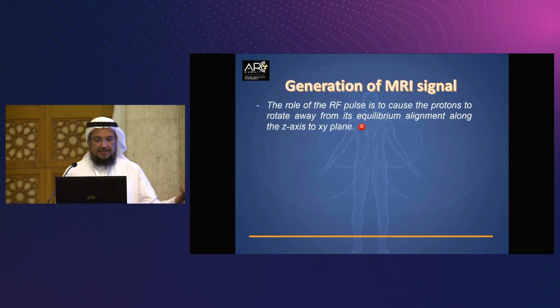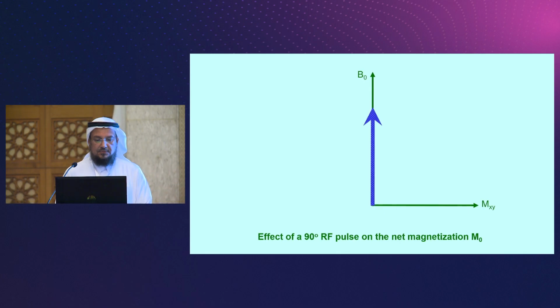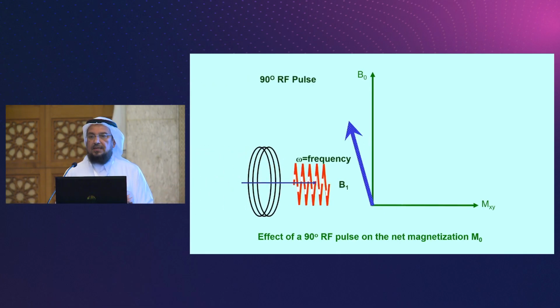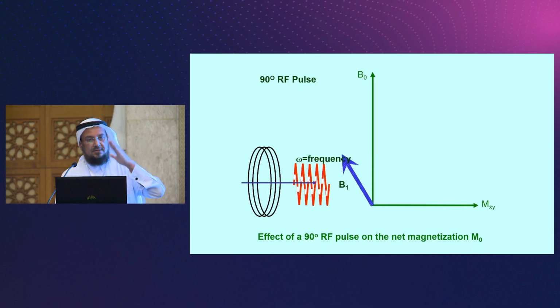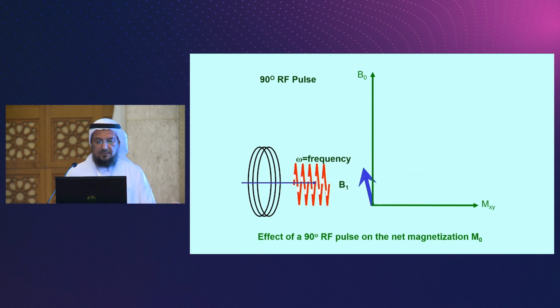So the role of that external RF energy is to take the protons away from the main magnetic field. For example, we call this a 90-degree RF pulse, which means the energy given is enough to take the protons 90 degrees away from the main direction of the main magnetic field. And then we just turn it off and see what it will do. See the reaction.